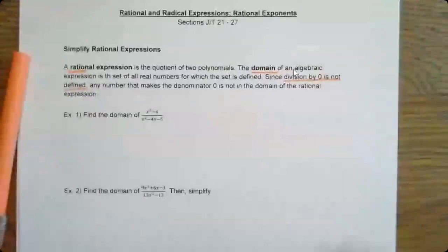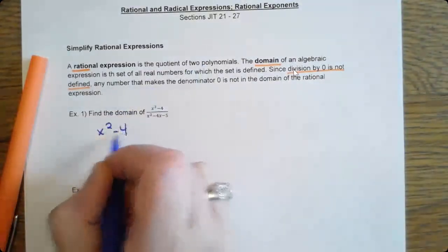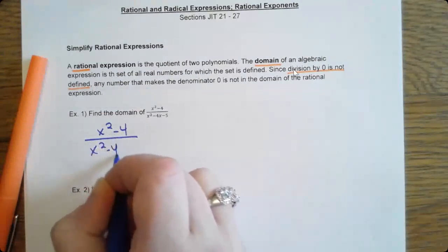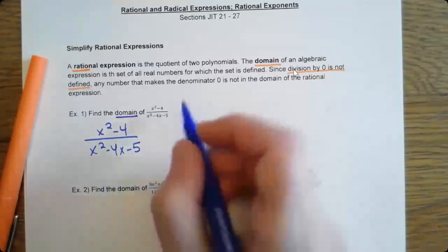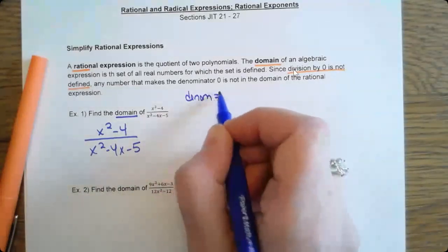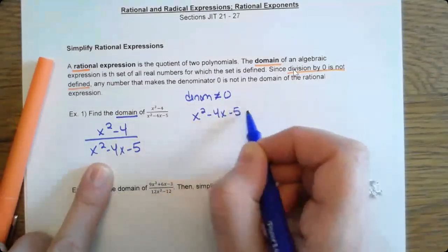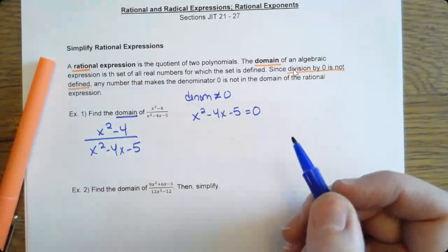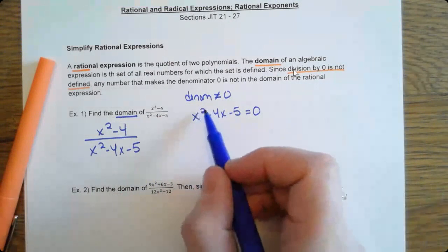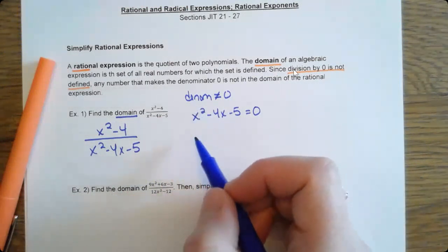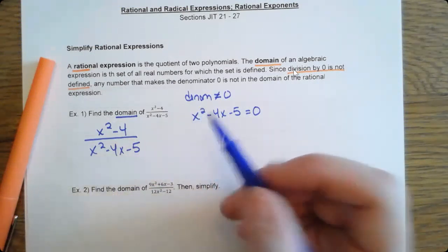For my first example, I'm going to rewrite it because the printing is a little small. My expression is x squared minus 4 all over x squared minus 4x minus 5. We're asked to find the domain, so you need to make sure the denominator is not equal to 0. I set my denominator equal to 0 and solve to find the values I'm going to exclude. We're going to see more than one answer here. When you have higher powers, you can have more answers. When you have a square, you can have up to 2 different answers. If I had a cube, I would have up to 3 different answers.